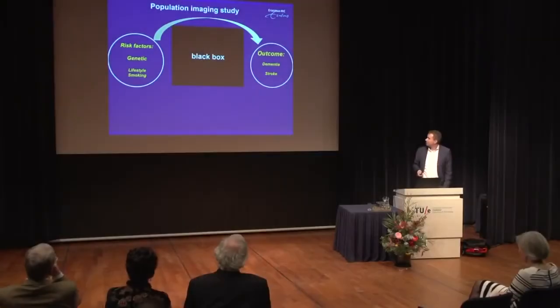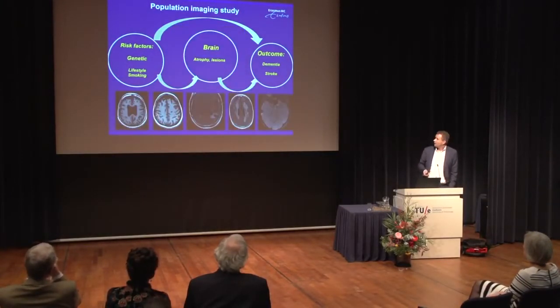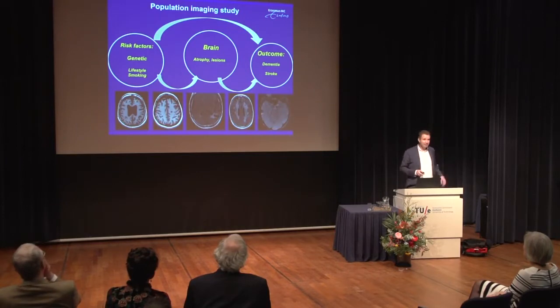Because if you start then to regularly image people in between, you open up the black box between risk factors and outcome, and you start to be able to relate risk factors to changes happening in the brain. You can relate things that change in the brain to outcome, or you can look at both risk factors and what you see in the brain to see what is the outcome in order to perhaps develop novel prognostic models.